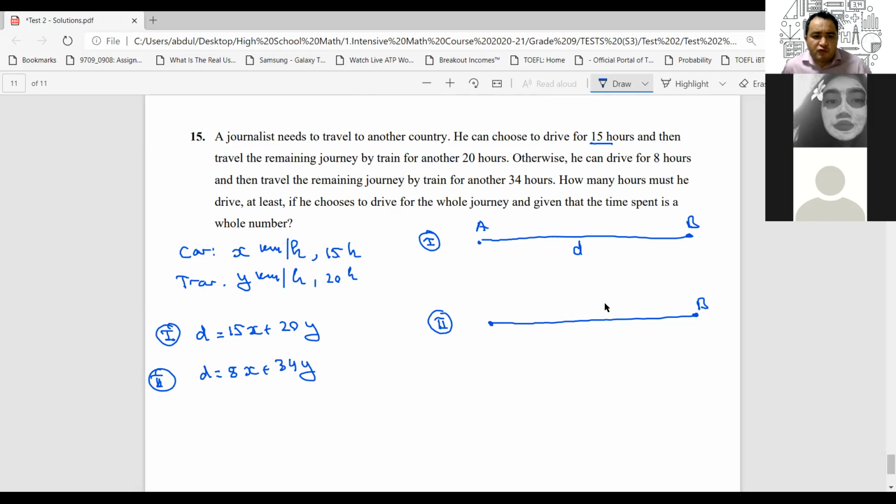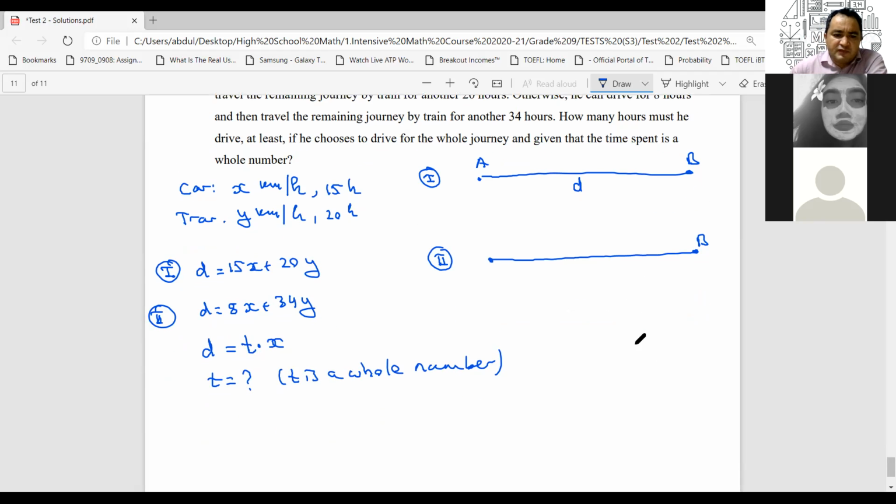So how many hours must he drive at least if he chooses to drive for the whole journey, given that the time spent is a whole number? The question is the whole journey if he travels by car. Let's say the time is T and the speed of the car is X kilometers per hour. We need to find T, and T is a whole number. Whole number means a natural number here because T cannot be equal to 0. So we just have to solve this question.